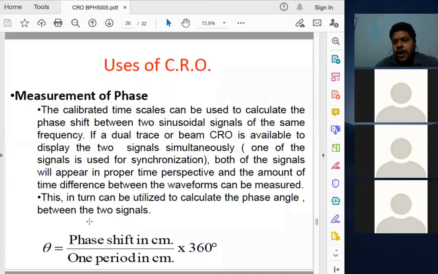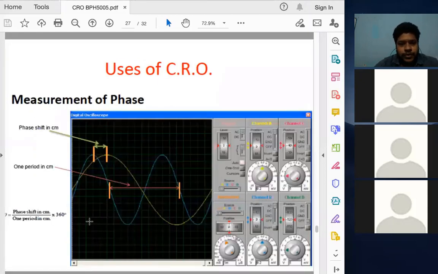This is one more application of the CRO. You see, this is an example. These are the different waves, but you can see the phase shift in centimeters. This is the peak, this is the peak, and one period in centimeters is this much. Then the phase shift can be calculated using this formula.